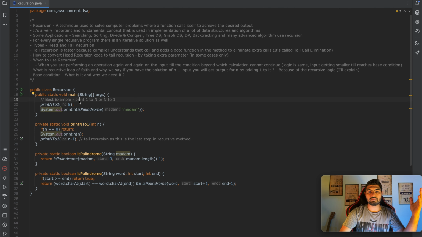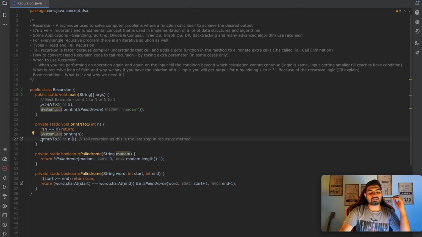You might disagree. I don't have any problem with that, because this is a concept which everyone understands in a very different way. So let's understand this program in a very simple way. Print n to 1. What we did: we have written the logic, the output that we want. We want to print n to 1. Let's say you don't have a base condition right now. You have just printed the number and then you did the recursive call with the reduced input, in case of this program, n minus 1.